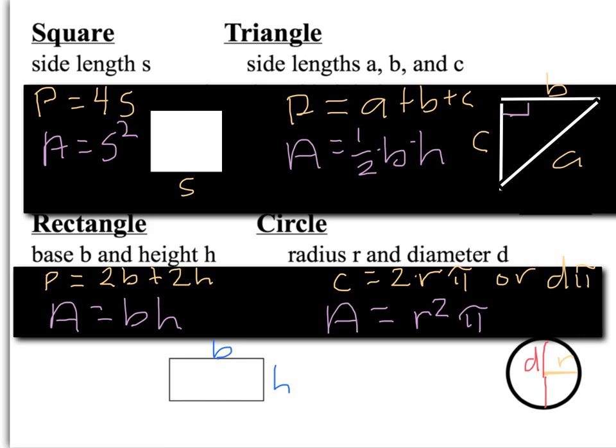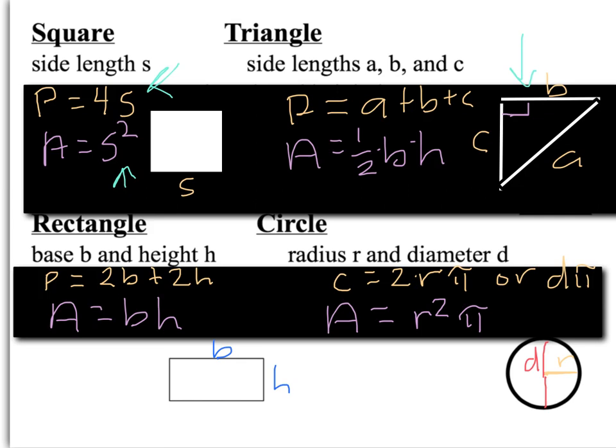So here are the refresher formulas for different shapes. If you do not remember these, you want to make sure to pause this and write this down. When we're talking about a square, remember a square has all sides the same, so we just have a side length s. Perimeter would be 4 times s because there are 4 sides. Area would be s squared, or s times s. In a triangle, perimeter would be a plus b plus c, because those are the labels of the sides. Area is 1/2 times base times height.